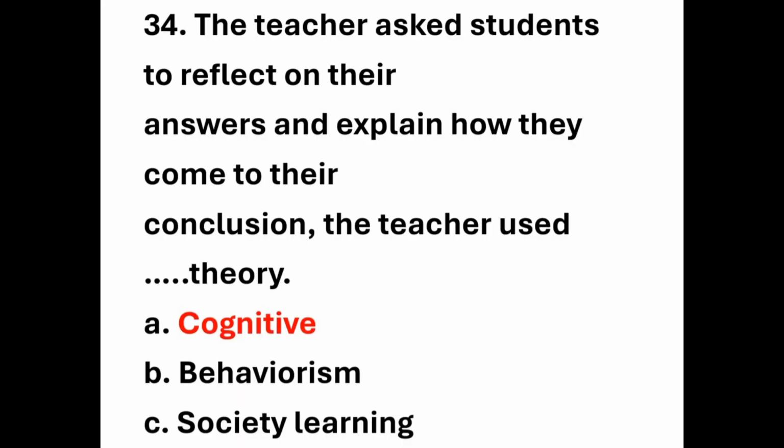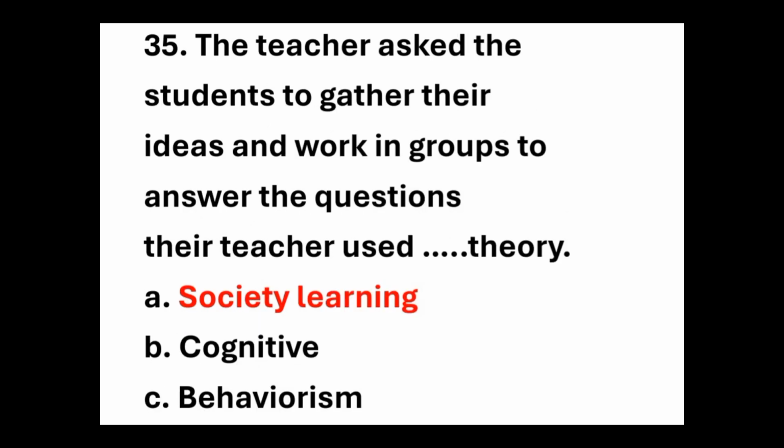34. The teacher asked students to reflect on their answers and explain how they come to their conclusion. The teacher used theory. A. Cognitive. B. Behaviorism. C. Society learning. 35. The teacher asked the students to gather their ideas and work in groups to answer the questions. Their teacher used theory. A. Society learning. B. Cognitive. C. Behaviorism.